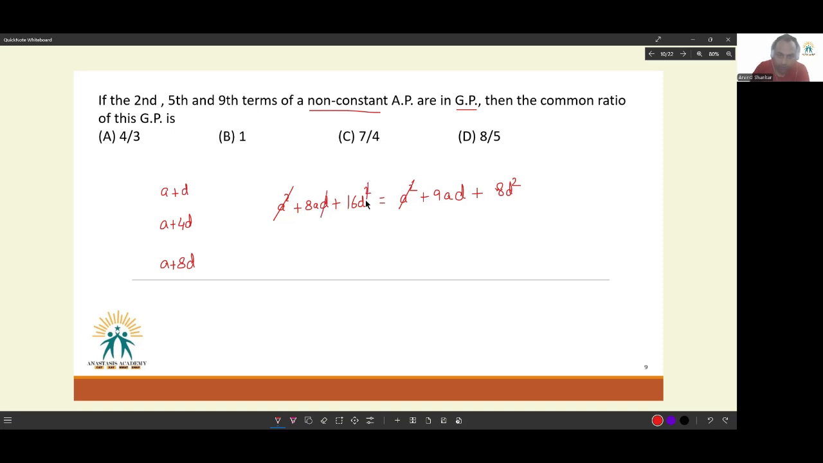So d gone from here, d gone from here, d gone from here. So I will have 8d equal to a, or a is equal to 8d, which will mean this term will become 9d, this term will become 12d, this term will become 16d. So common ratio of the GP will be 12d by 9d, or 12 by 9, which is equal to 4 by 3, or option A will be the right answer.